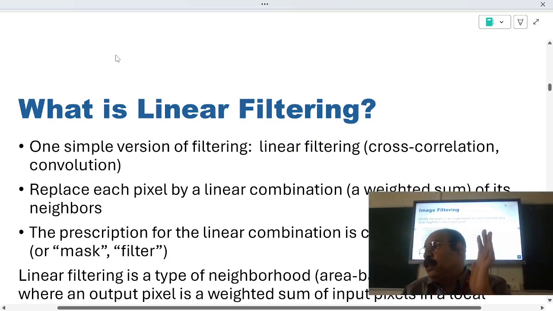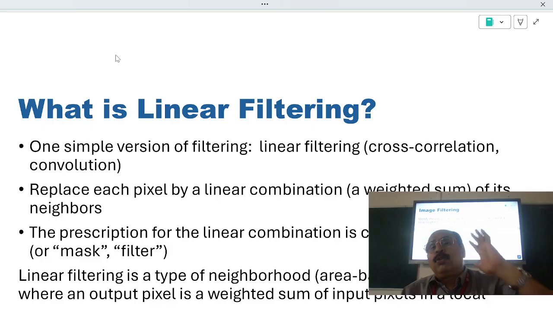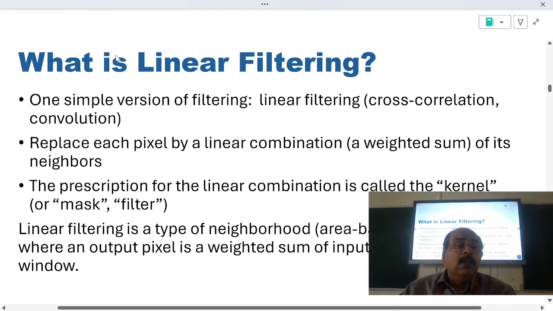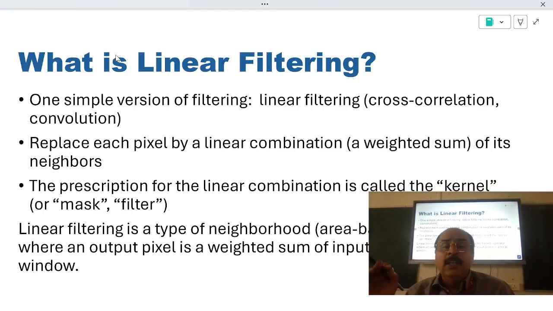So what is image filtering, we have seen. I told you non-linear filtering is also there. In our syllabus we will be focusing mainly on linear filtering. What is linear filtering? One of the simplest versions of filtering. We have two things: one is correlation and the other one is convolution. We will learn what correlation is and what convolution is.